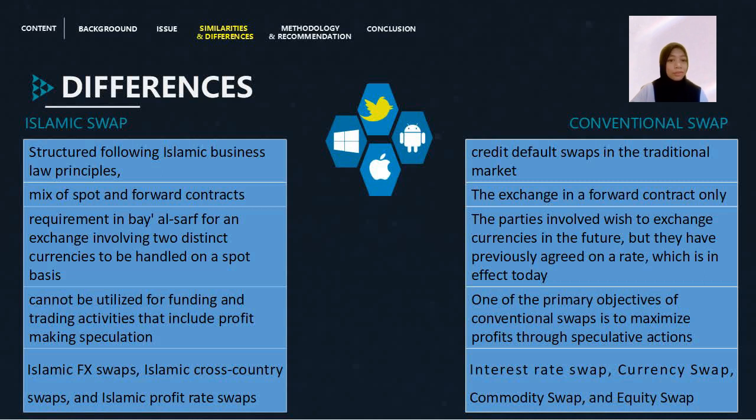Last but not least, the instruments involved in Islamic swap are Islamic foreign exchange swaps, Islamic cross-currency swaps, and Islamic profit rate swaps. Meanwhile, conventional swaps involve interest rate swaps, currency swaps, commodity swaps, and equity swaps.